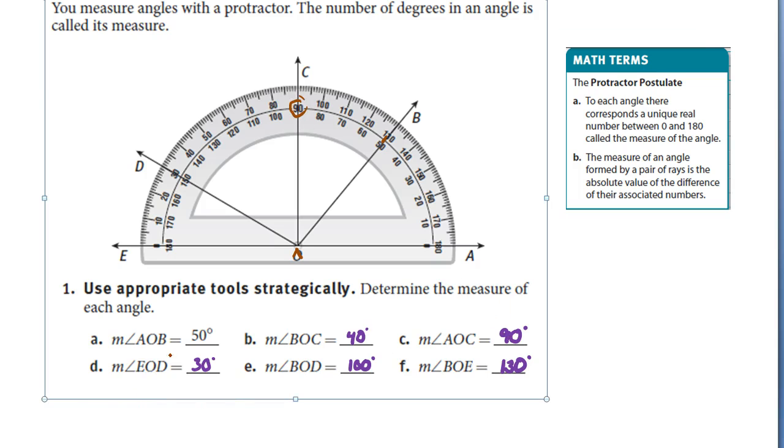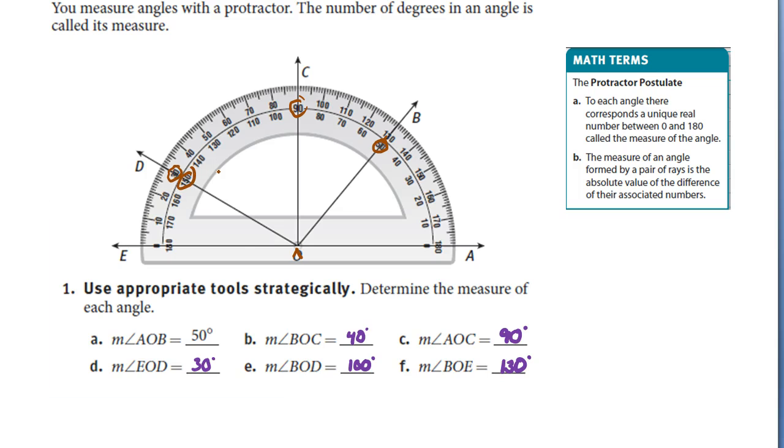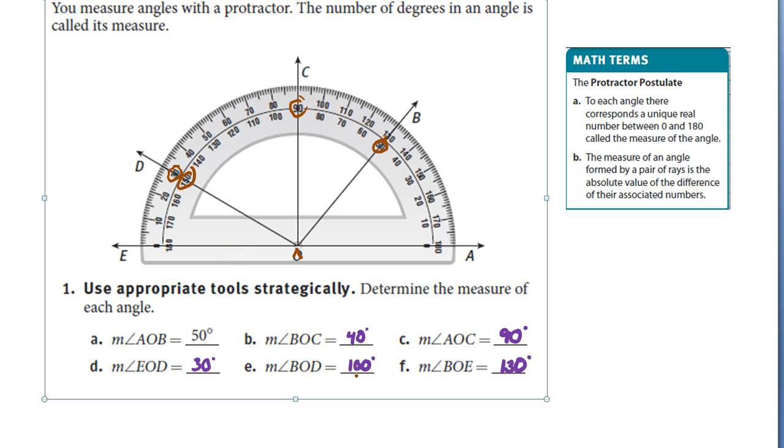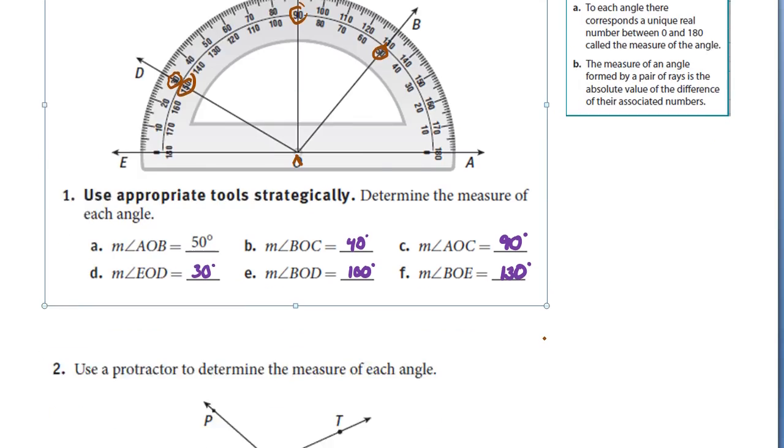Angle EOD, this time we're over here on the left side. E to O to D, that's crossing through at that number, 30 degrees. The measure of angle BOD, so from B to O to D, it's going from the 50 all the way to the 150, so finding the difference, that's 100 degrees. And the last one's 130 degrees.